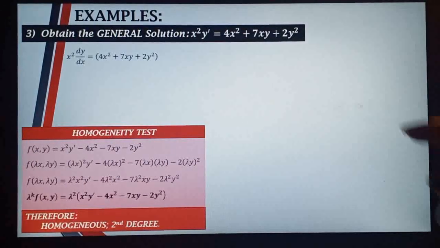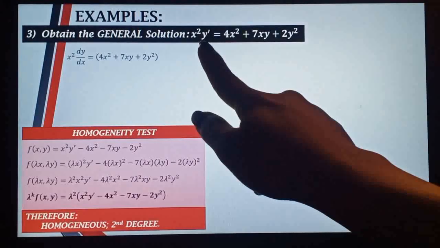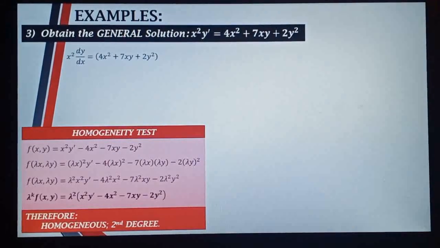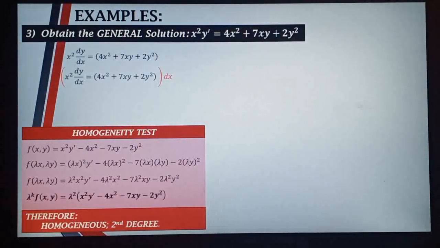But first, we need to substitute dy over dx instead of using y prime. Then you need to multiply the whole equation by dx. So you will now have an equation of x² dy equals the quantity of 4x² plus 7xy plus 2y² multiplied to dx. Now you will use y equals vx, then the derivative of your y, which is dy, equals v dx plus x dv.